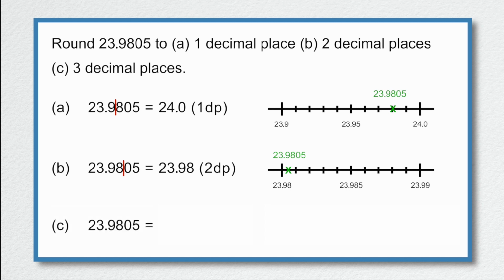And finally, let's round this number to 3 decimal places. The process is still the same. This time it's 3 places after the decimal point. We're now looking at the 0. Does this 0 remain 0, or do we round it up to 1? And if we look at the digit after the cut-off point, this digit is 5. So 0 rounds up to 1. So the answer is 23.981 to 3 decimal places.